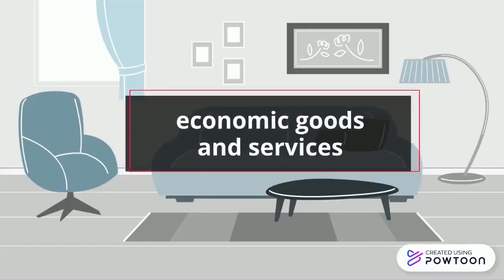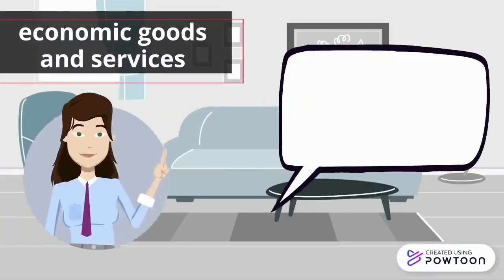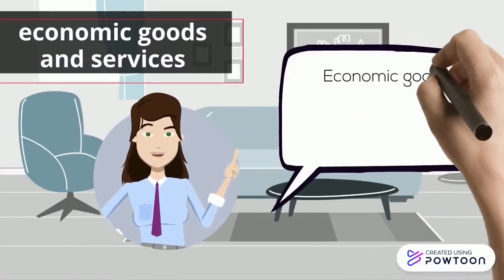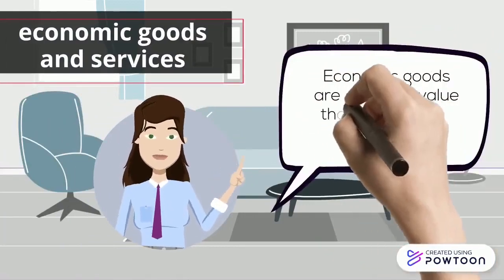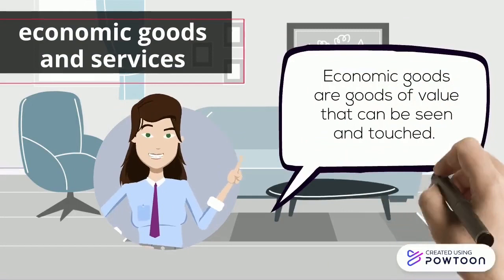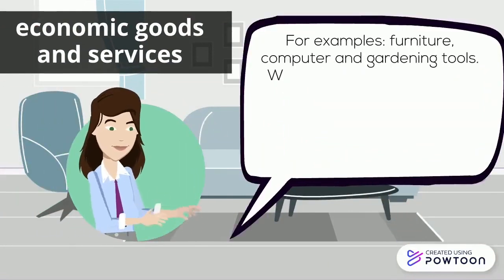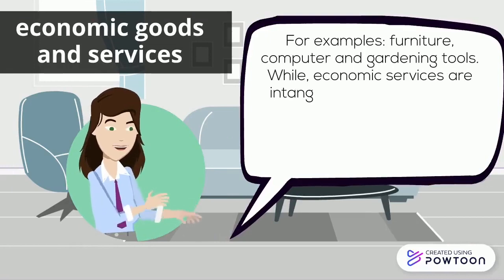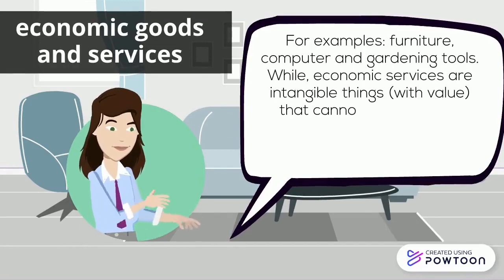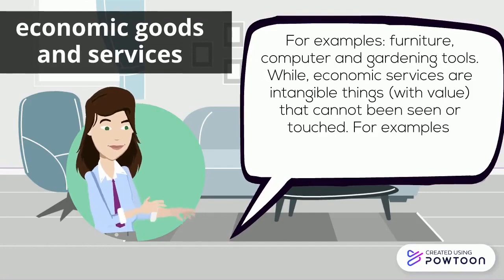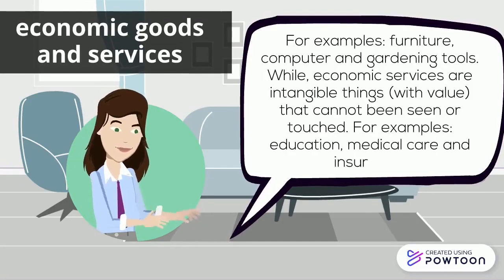The last category of classification of goods and services is economic goods and services. Economic goods are goods of value that can be seen and touched. For example, furniture, computers, and gardening tools. While economic services are intangible things with value that cannot be seen or touched. For example, education, medical care, and insurance.